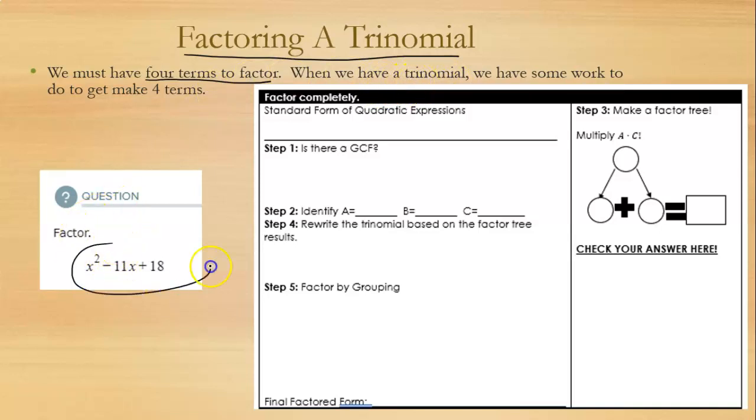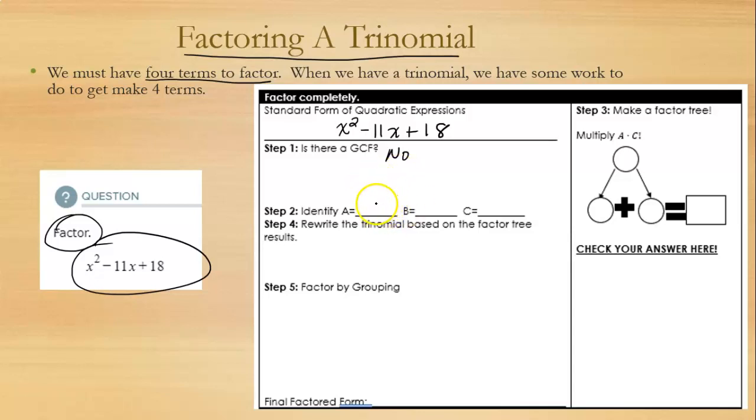So on ALEKS, you're going to get something that looks like this, and it's going to tell you to factor. Well, first of all, you want to make sure it's in standard form. So standard form is x squared minus 11x plus 18. It already is in standard form. The x squared is first, the 11x is second, and the 18, which is the constant, is the third. There is no overall GCF. There's nothing that 1x squared and negative 11x and positive 18 can all be divided by.